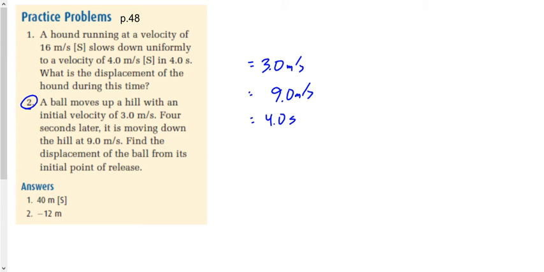What is this 3 meters per second thing? What is it? Good, it's vi. It's the initial velocity of this ball. Good. What is this, 9 meters per second? Yep. Good, it's final velocity. What is this, 4.0 seconds? That's the easy one, right? 4.0 seconds is the time interval that's elapsed, and we're looking for the displacement of the ball.